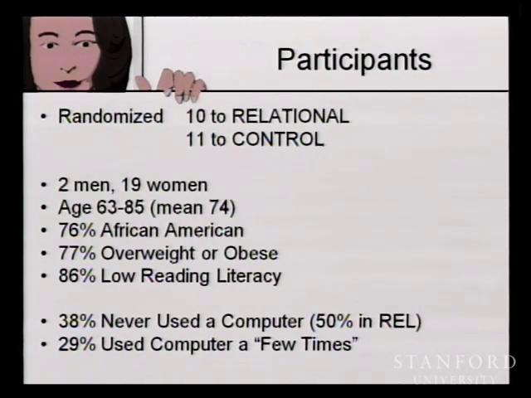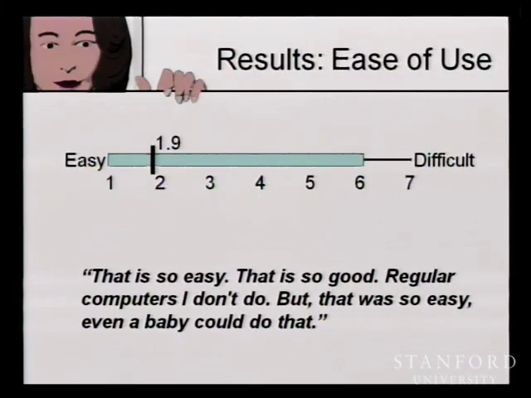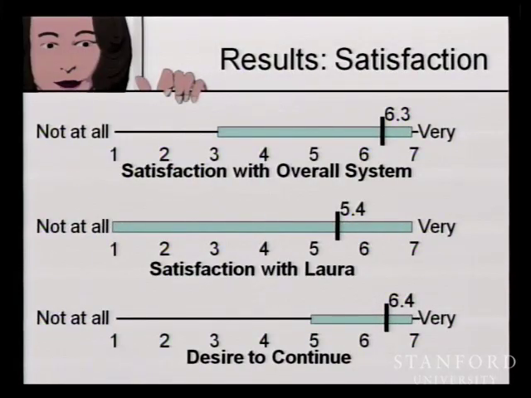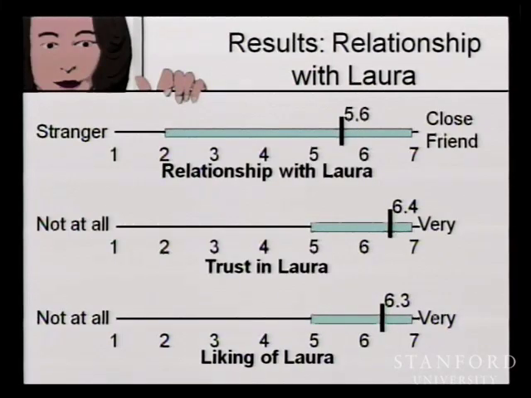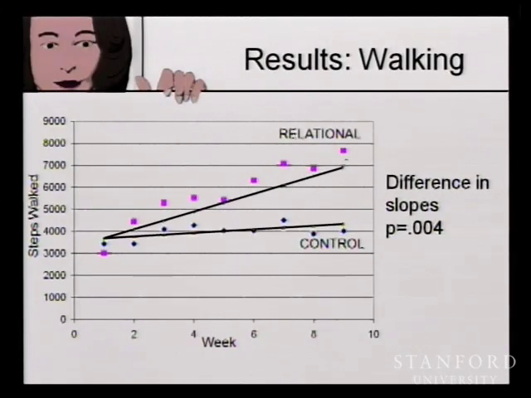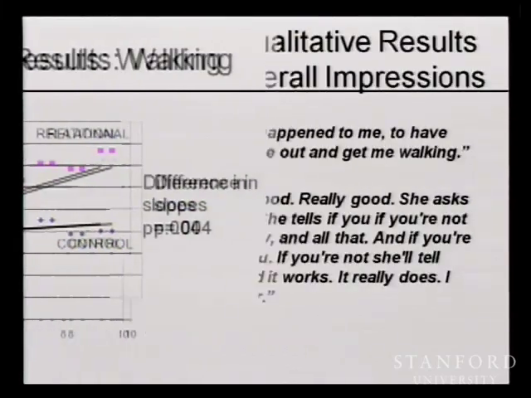We had about 10 people in each group, and of the 10 people who talked to the character, half of them had never touched a computer before, and otherwise had low levels of computer literacy. What I found, first of all, was that they found it really easy to use, no problems at all, even if they hadn't touched a computer. There were high levels of satisfaction with the system, and at the end of 2 months, a desire to continue. These are just on scale measures. There were high levels of felt relationship with the character, feeling like it's a close friend, and high levels of trust in and liking of the character. We doubled the amount of walking they were doing relative to the control group.